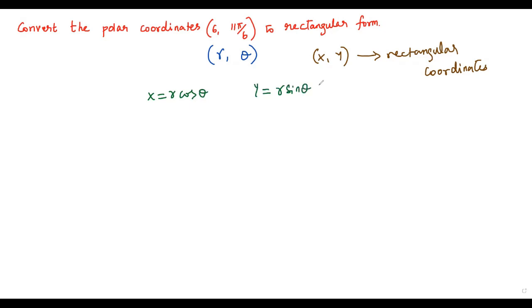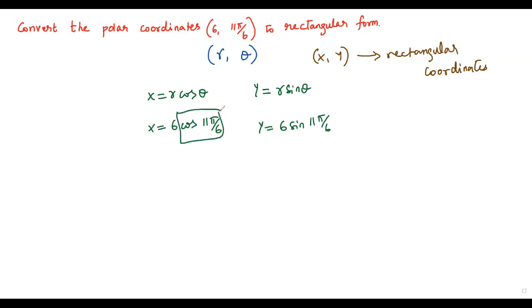To get the x coordinate and y coordinate, we have to plug in the values of r and theta. Comparing the given polar coordinate 6, 11 pi over 6 with r, theta, in place of r we have 6, and in place of theta we have 11 pi over 6. So x equals 6 cosine of 11 pi over 6, and y equals 6 sine of 11 pi over 6.